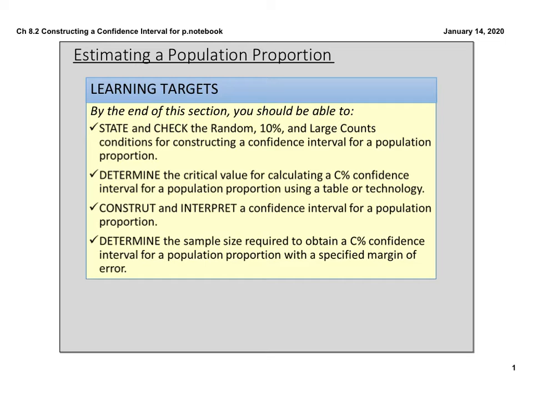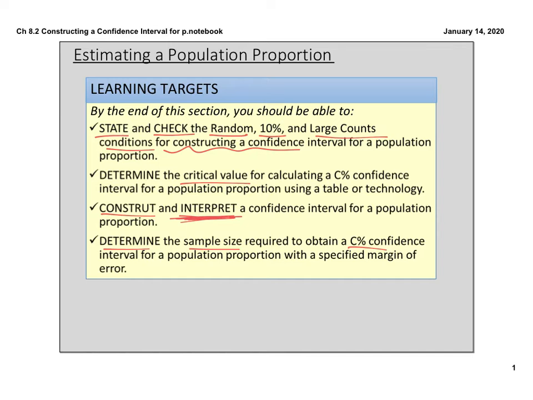So a couple of main things that I want to point out on this learning target slide before we get started is what we know we have to do. We have to state and check the random condition, we have to check the 10% condition, and we have to check the large counts condition before we can construct the confidence interval. Then we're going to determine a critical value. That's something we'll learn about today. Then we'll actually construct and interpret. There's that key interpret phrase, which means you're going to write out a statement, and then determine the sample size required to get a certain confidence interval.